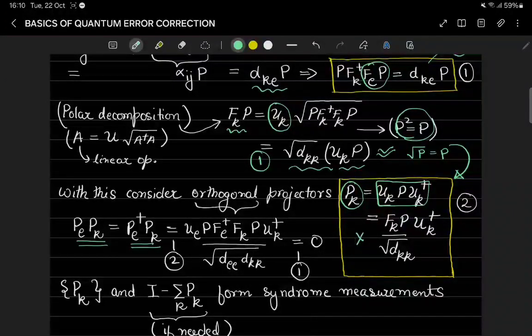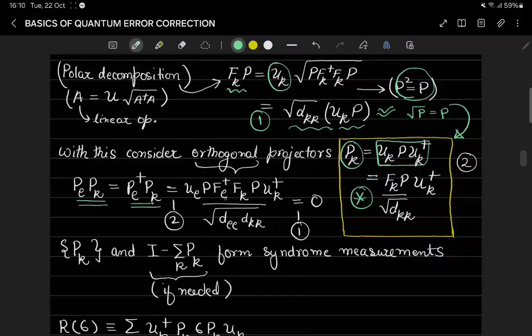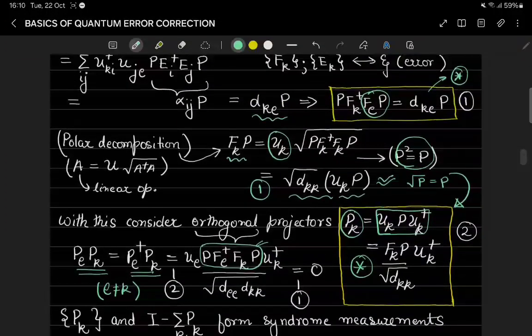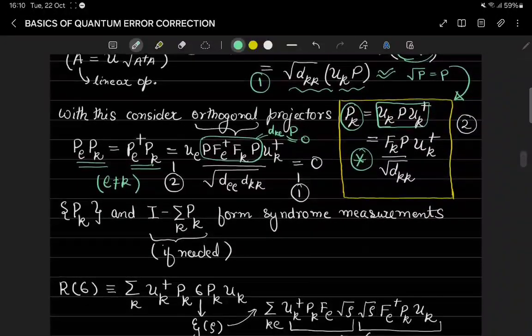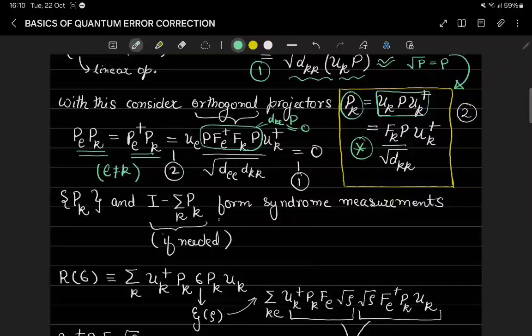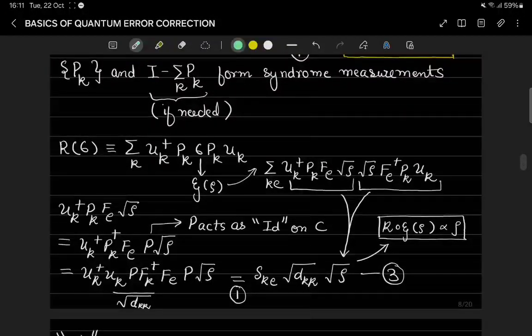And now P_l† P_k can be written from these two parts here. From here I can write P_l† P_k, and then this will be 0 because l is not equal to k, and this entire thing gives us the diagonal element. So it is equal to this particular d_kl times P, and d_kl for k not equal to l is 0 because this is a diagonal matrix. And so P_k and identity minus the sum over P_k to make a complete set is what we call syndrome measurement here.